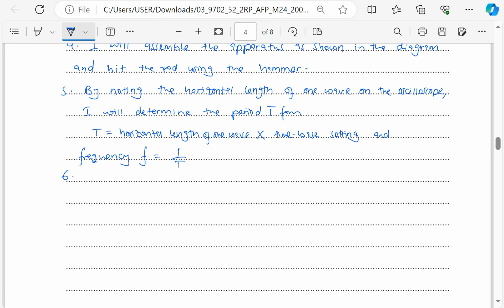Step 6, I'm going to repeat step number 5. I mean steps 4 and 5. I will repeat steps 4 and 5. That is for the same value of L. I'm repeating to obtain an average value of F.